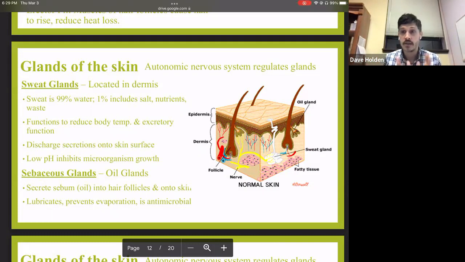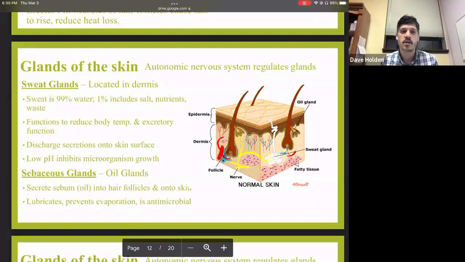So sweat is mostly water, 99% water, 1% salt, nutrients, waste product. We talked already about their function. It reduces body temperature. That's the whole point of sweating. Lower the body temperature. And yes, there's an excretory function as well. But when you're talking about 1% of an excretory function, that's like a footnote. The real function here is temperature, heat loss. You're trying to lower body temperature.